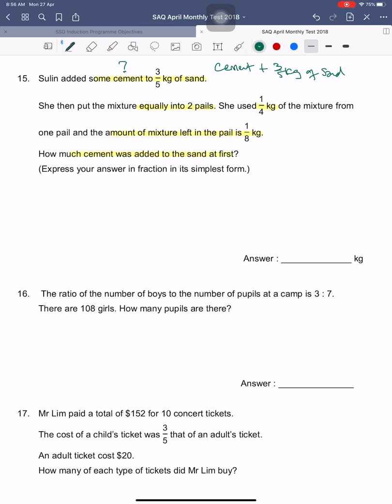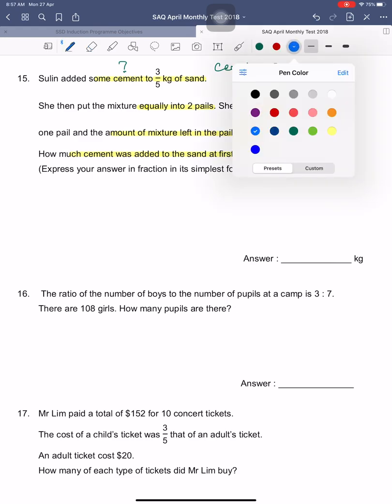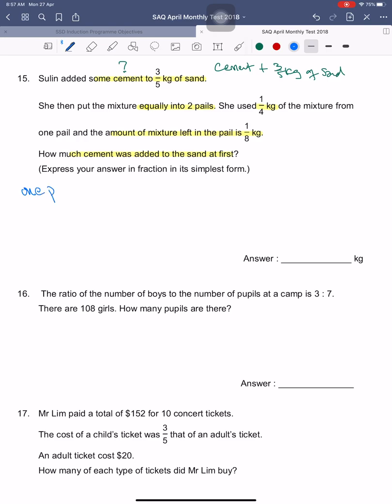So let's focus on just one pail. Okay, let me change my color. So, one pail. I know that because she used 1/4 and she left 1/8, that means from here I will know that the mass of the mixture in one pail is actually 3/8 kg.